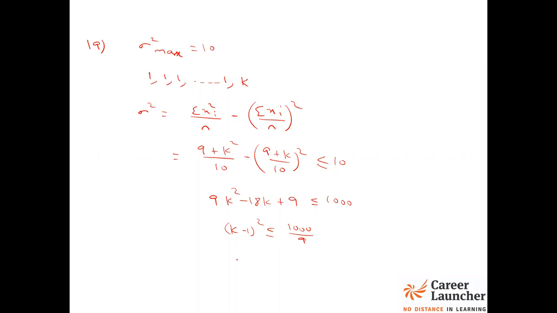So from this we can say that k minus 1 should be less than or equal to 10 root 10 upon 3. So the value of k should be less than or equal to 10 root 10 upon 3 plus 1. So the maximum integral value of k will become 11, because this value will be 11 point something. Right?